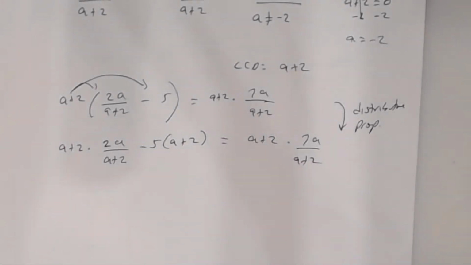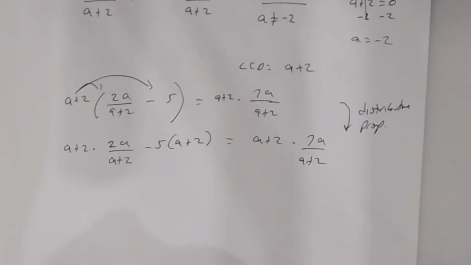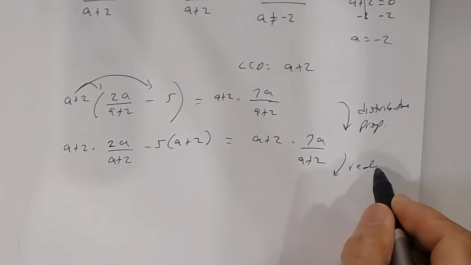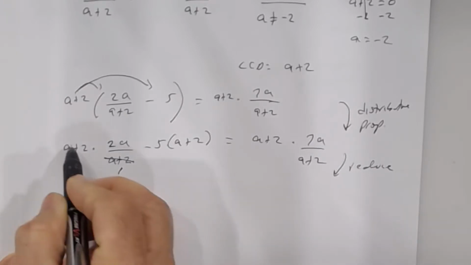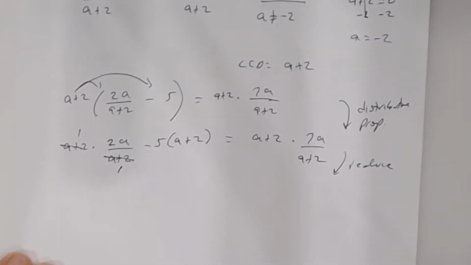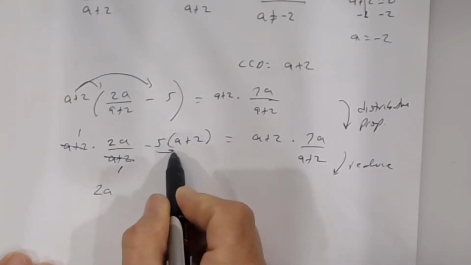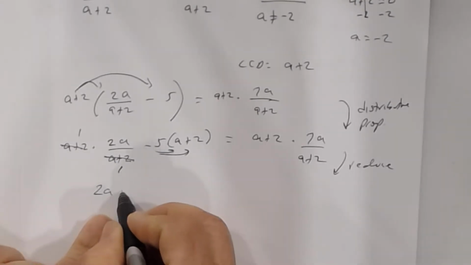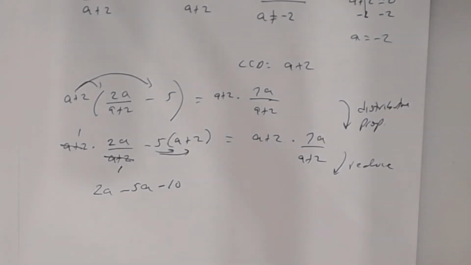If you go back and look at all the problems we've done with these rational equations, you'll notice the distributive property was one of the things we did. And then the next thing we did was reduce. Meaning this: a plus 2 divided by itself is what? 1. So 1 times 2a is 2a. Now over here, what am I going to have to do at this point? Distribute. So I get 2a minus 5a minus 10. So it's not going to be minus 5a plus 2, it'll be minus 5a minus 10. So that's why you had to put that in parentheses.